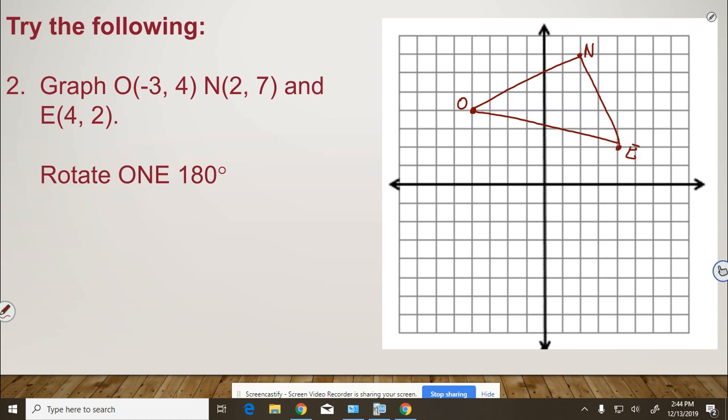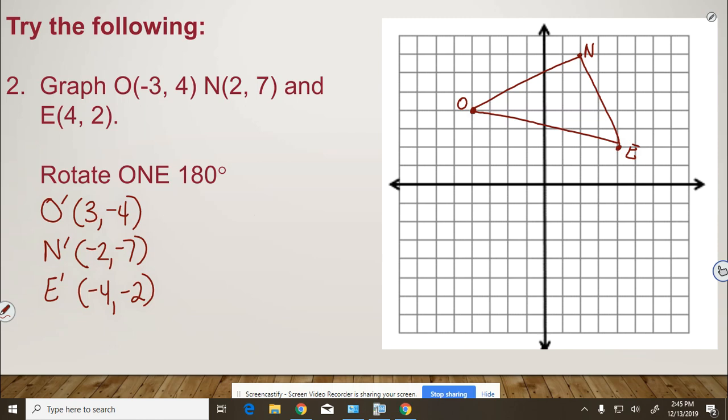And we're going to rotate it again 180. So we're going to change both the signs. So O prime is now going to be 3, negative 4. N prime is going to be negative 2, negative 7. And E prime is going to be negative 4, negative 2. So 3, negative 4 is right 3, down 4. Negative 2, negative 7 is left 2, down 7. And E prime is left 4, down 2. Creating a congruent triangle that's been rotated around the origin 180 degrees.